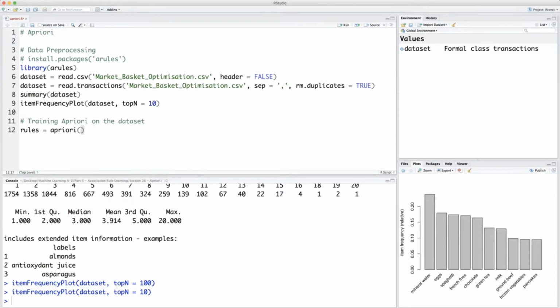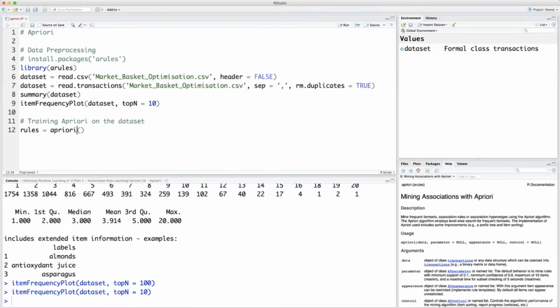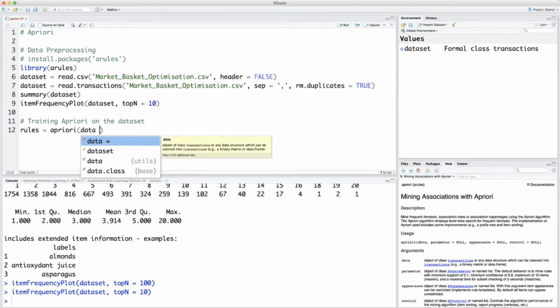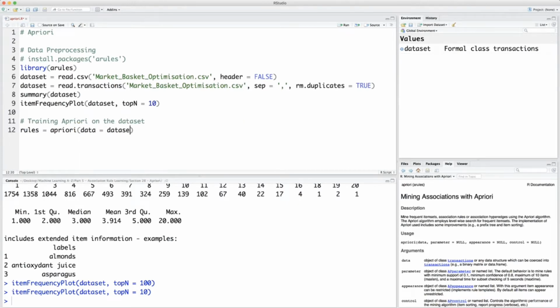And so we're going to input two arguments. The first argument is going to be our data set, and the second argument is going to be the parameter argument that will contain the choice of a minimum support and a choice of a confidence support. So let's have a look at these arguments. I'm going to press F1 here, and here I have some info about the a priori function. So as you can see, the first argument is data, so let's input it now. That's the easiest argument to input. So data equals dataset, and then comma, and then the second argument.